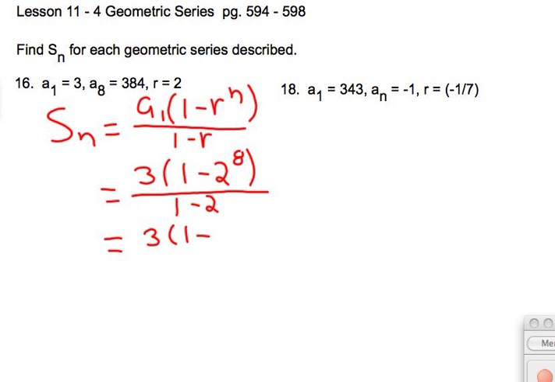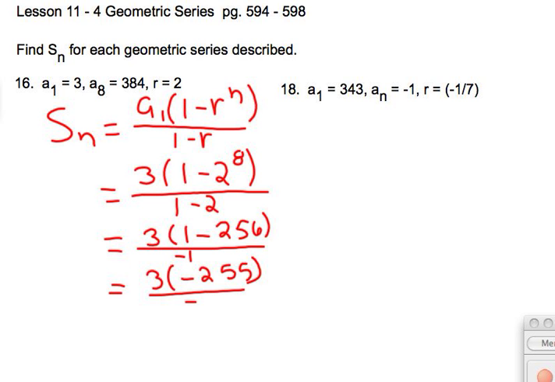So I get 1 minus 256 in the parentheses times 3. In the denominator, I have a negative 1. Simplifying up, I get 3 times a negative 255 over a negative 1. So the sum of my first 8 numbers in this series is 765. Again, I knew that n was 8 because they gave me a sub 8.